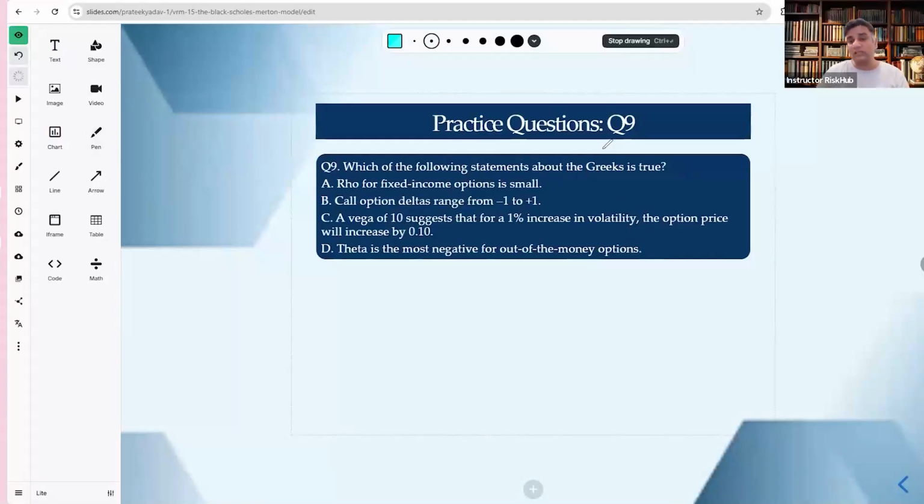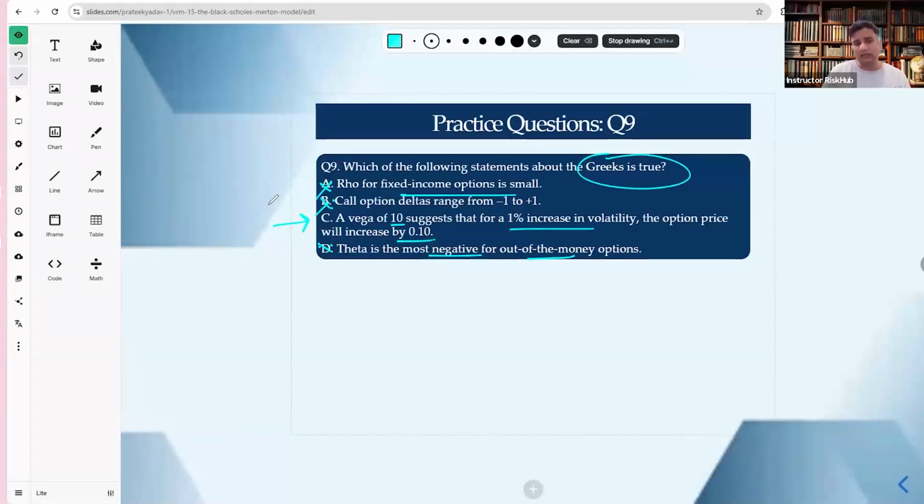So this is the question. Which of the following statements about Greeks is true? Rho for fixed income is small. No, rho for fixed income is big, right? Call option delta ranges from -1 to 1. No, 0 to 1. This is also wrong. Vega of 10 suggests a 1 change in option price. This seems right. Theta is most negative for out of the money? No. At the money? No.